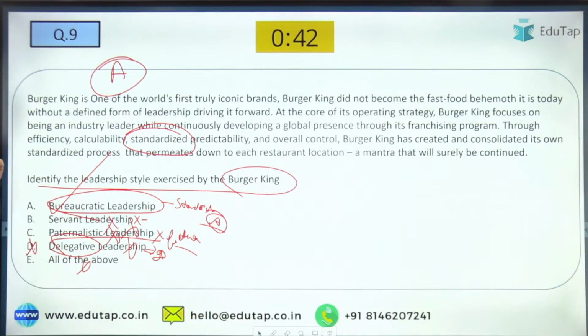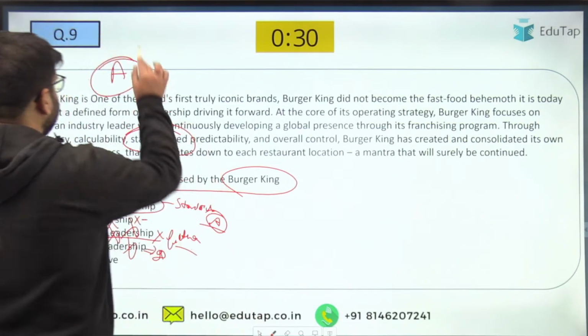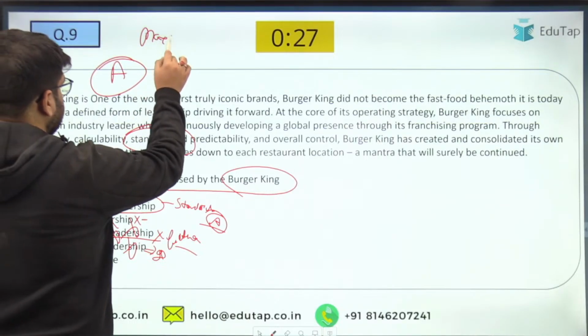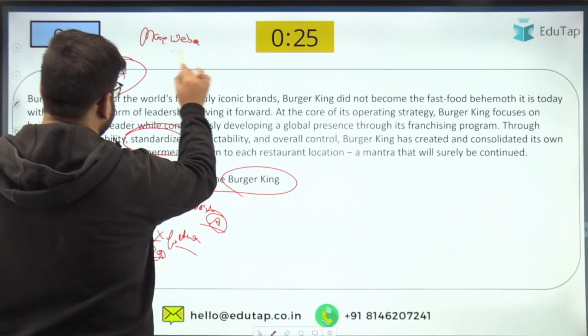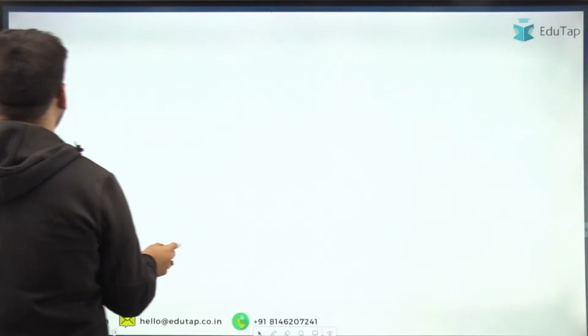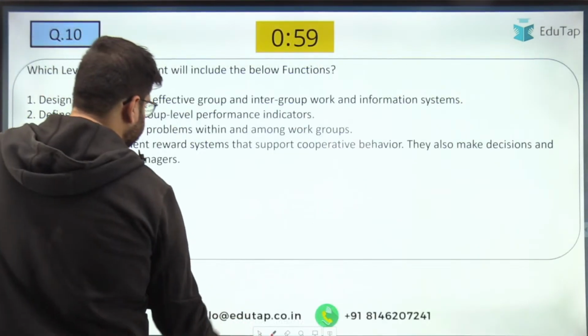Can somebody tell me who has given the concept of bureaucratic leadership? Name that particular person who introduced the concept of bureaucratic leadership. If your answer is Max Weber, then definitely you are correct. Chaliye, now let's move forward to question number 10.